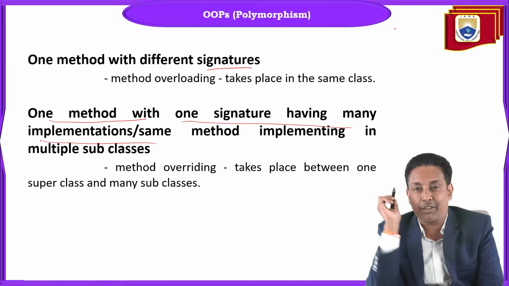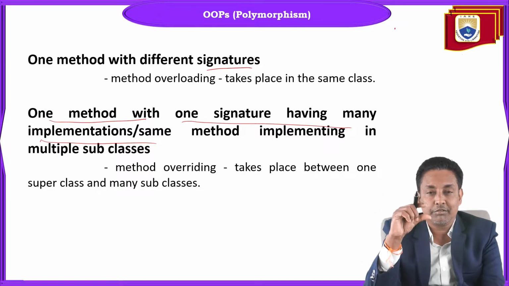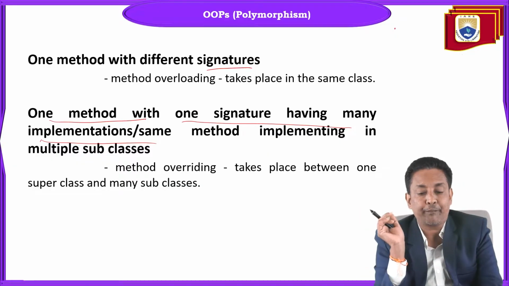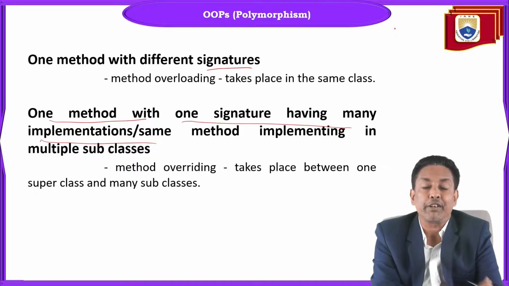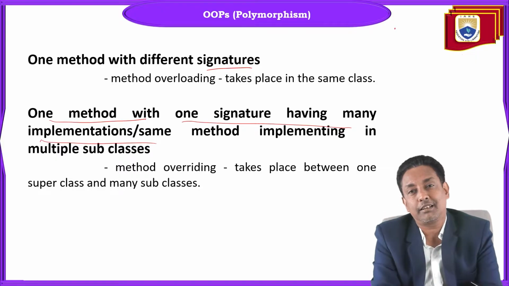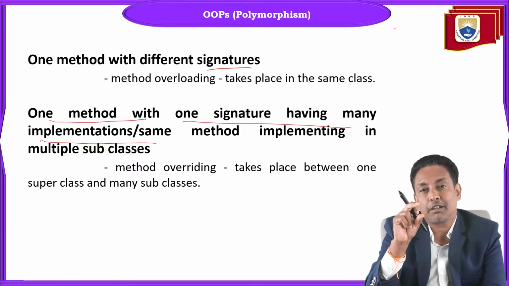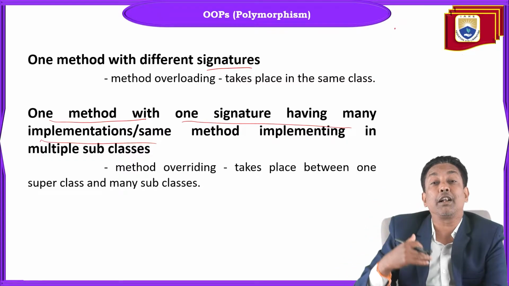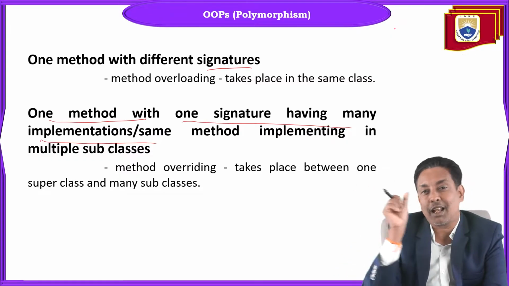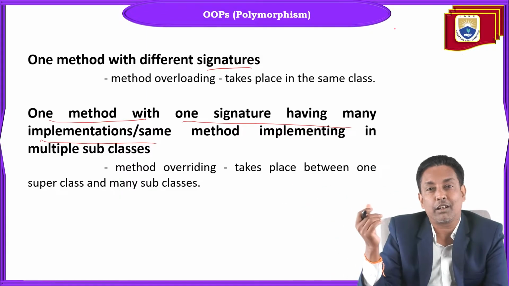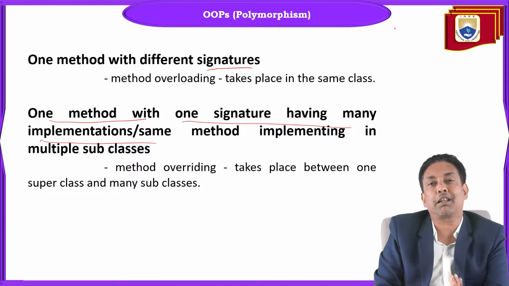One method with one signature. That method name, signature, return type, everything is the same. But the method has different implementations. How can a method have many implementations within a class? How can one method be written many times with different implementations with the same method name and signature? Changing the signature is called method overloading. The same signature, how can the same method be written many times?